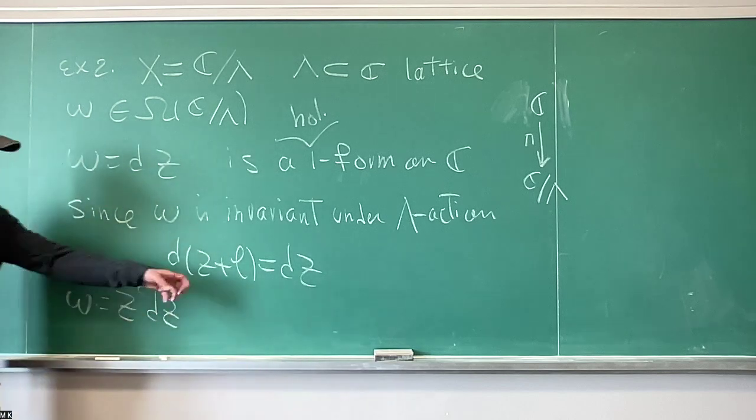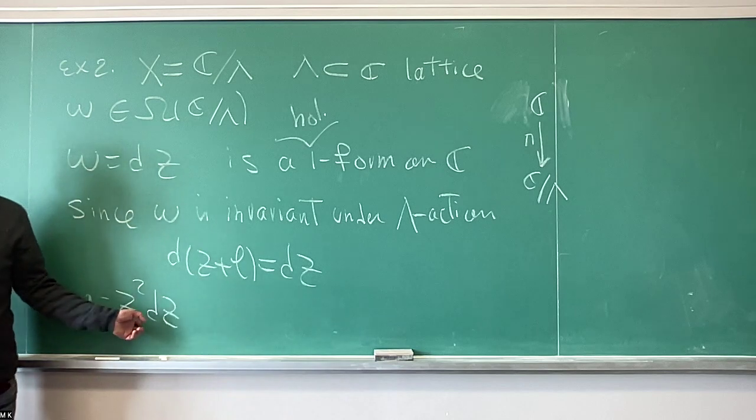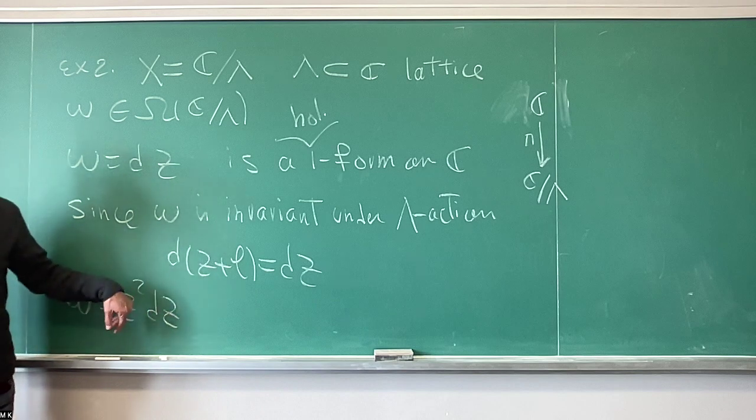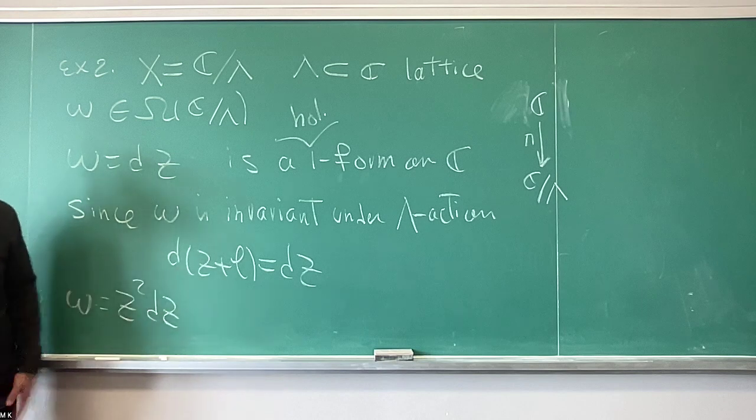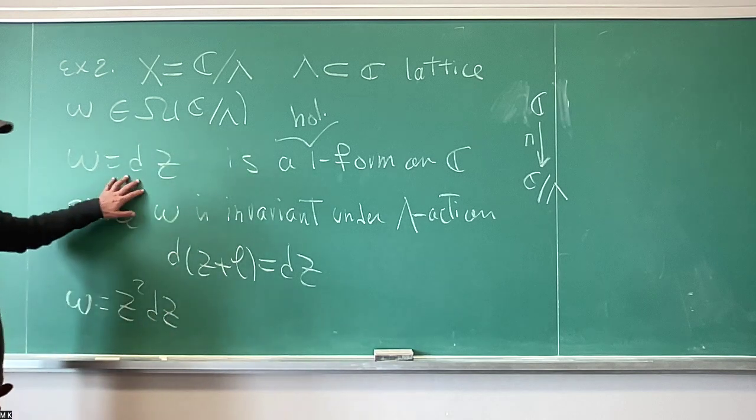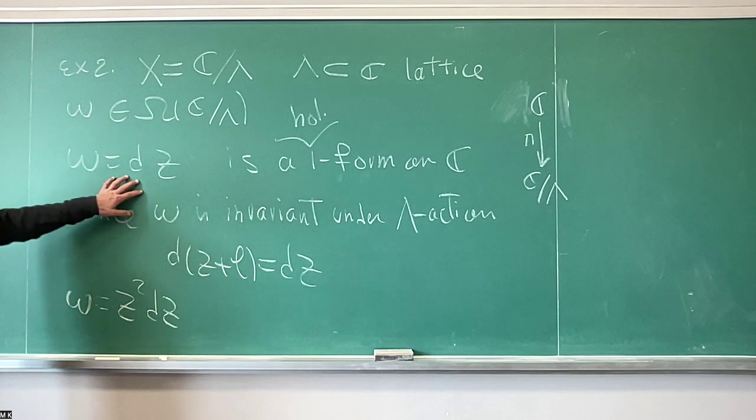Because if you do this, you see that you're going to get a mess in front of it. You're not going to get the same form. Okay. So anything else you try is not going to work except with constant multiple of this dz. That's it. So this is indeed a holomorphic one form on C over lattice.